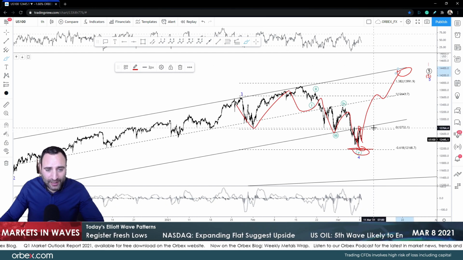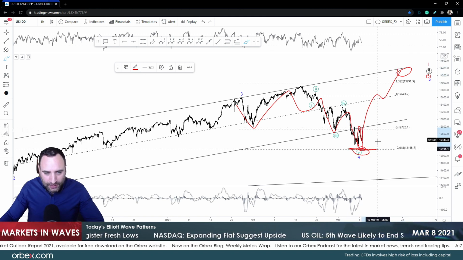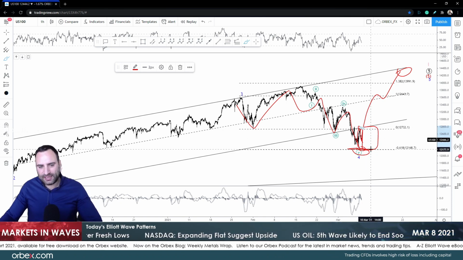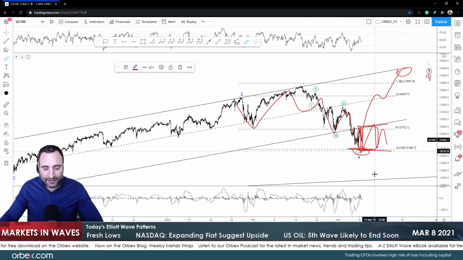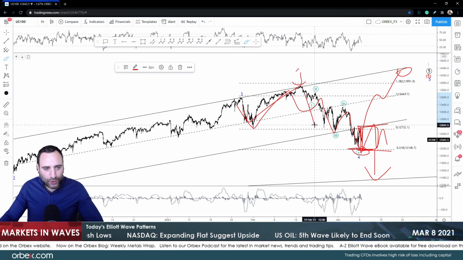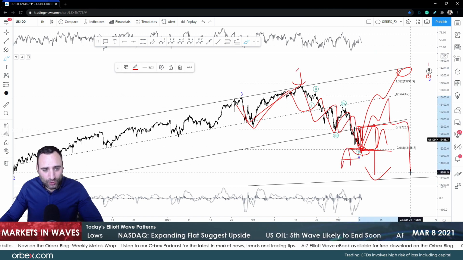We really need to pay attention to what happens in this area over here. Between the 1273 and the 1216, this is going to be a very critical zone for me. In case we break below, that means most likely that this is wave 5, and we're going to see 1, 2, 3, 4, wave 5. This is wave A instead. We're going to see a B, and then a C.